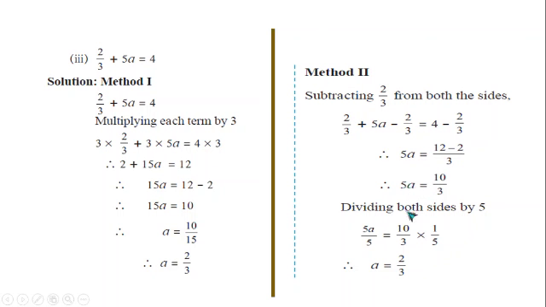Once again, we don't require this 5. So dividing both the sides by 5, we have 5a upon 5 equal to 10 upon 3 into 1 upon 5. Therefore, 5 and 5 get cancelled. I have a is equal to, on further solving, 5 ones are 5, 5 twos are 10, so a is equal to 2 upon 3.